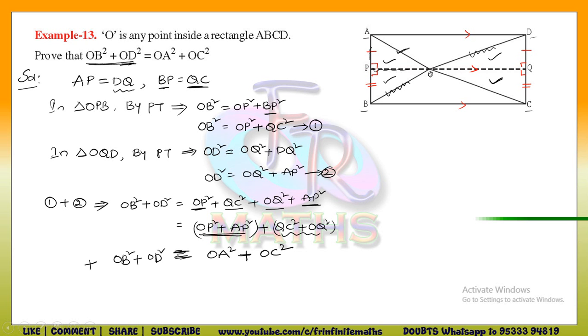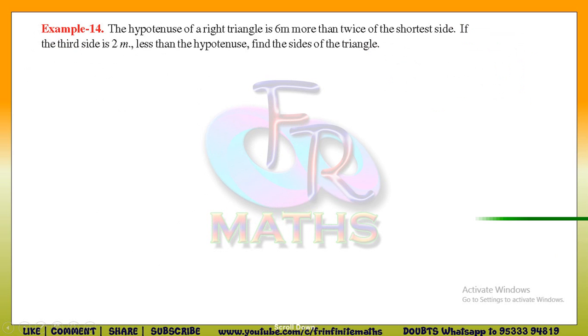Right? So this is one of the results, which we can directly use in a rectangle. So in a rectangle, if O is any point inside the rectangle, then this relation holds good: OB square plus OD square is equal to OA square plus OC square. Right? Next, moving on to one more question.